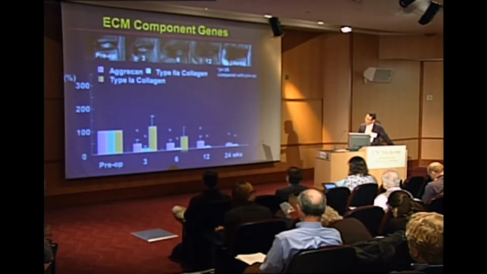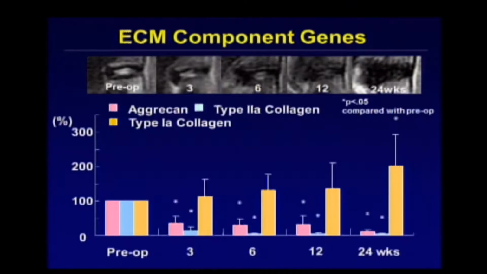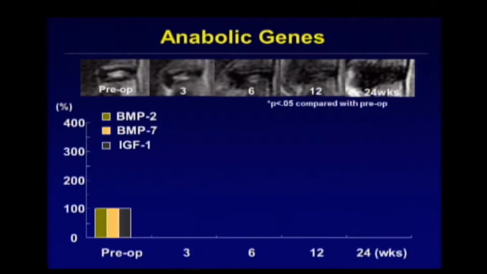Interestingly, type 1 collagen, which is a sign of progressive fibrosis, increases as you might expect. Now, what about the anabolic genes in this disc? The anabolic genes that we studied at the time were BMP7, BMP2, IGF. These are common growth factors that are known chondrogenic agents.